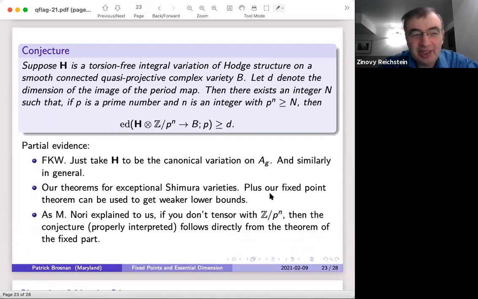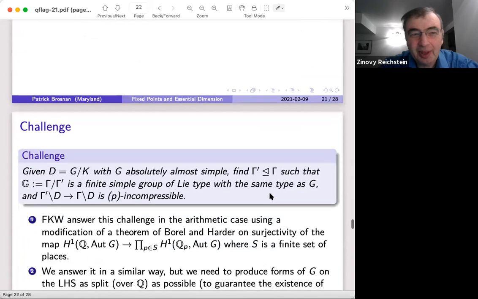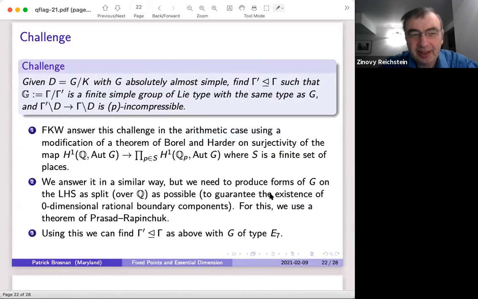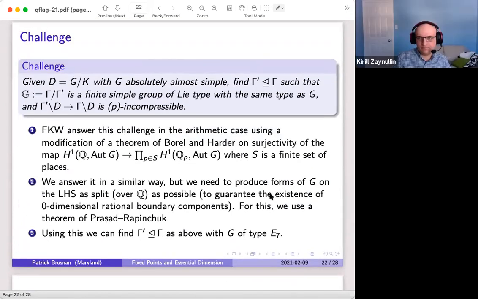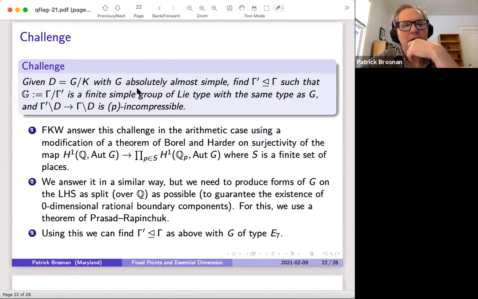So if you go back to the challenge, what are you fixing there? Is it G and P? Yeah, G and P. We're fixing GR and P.